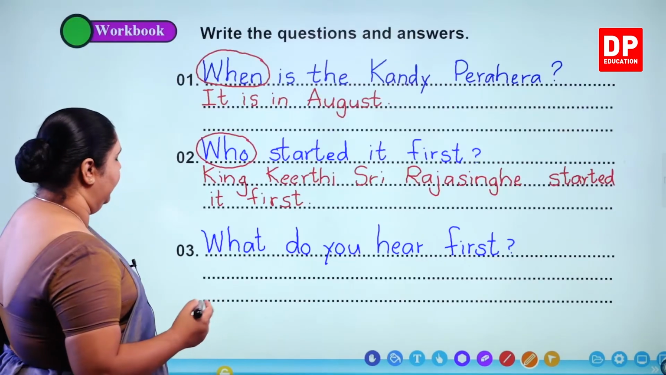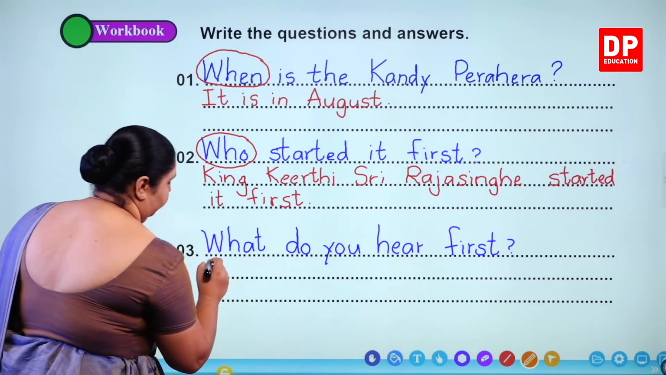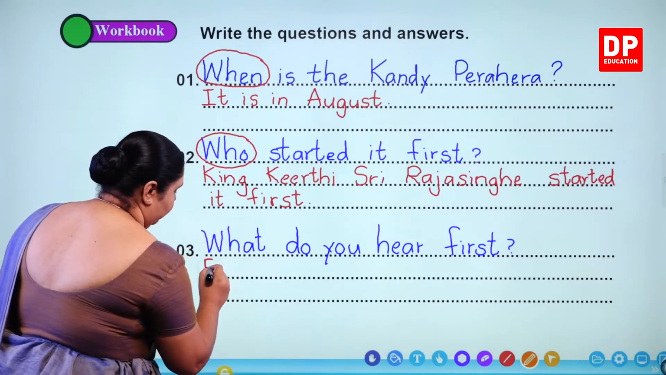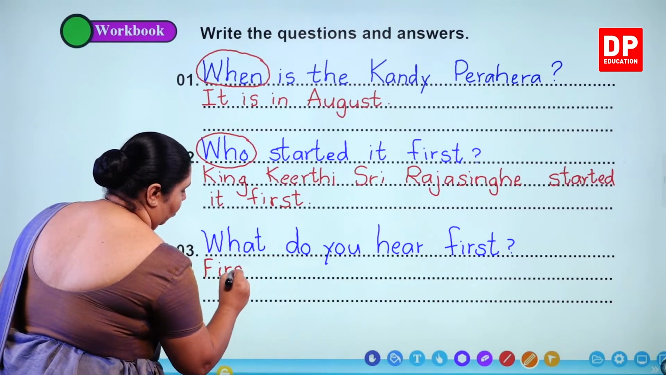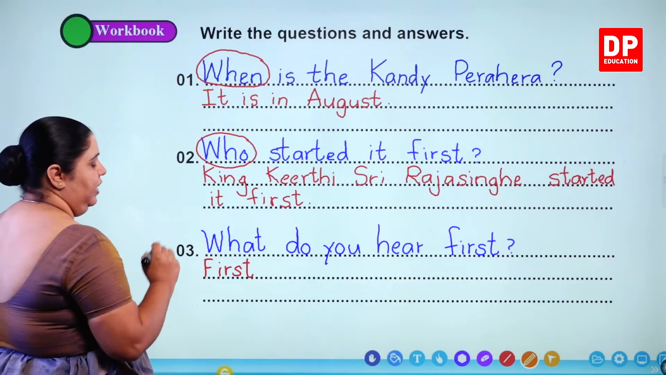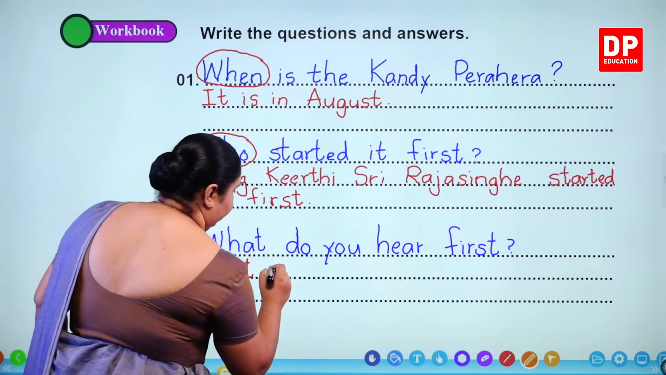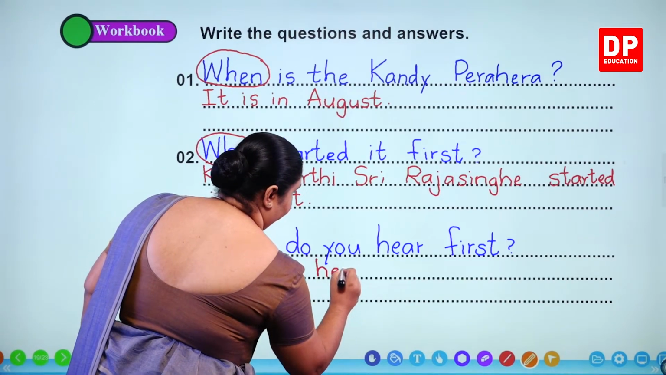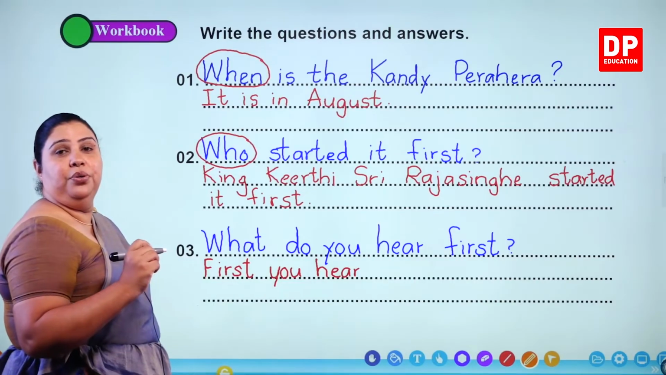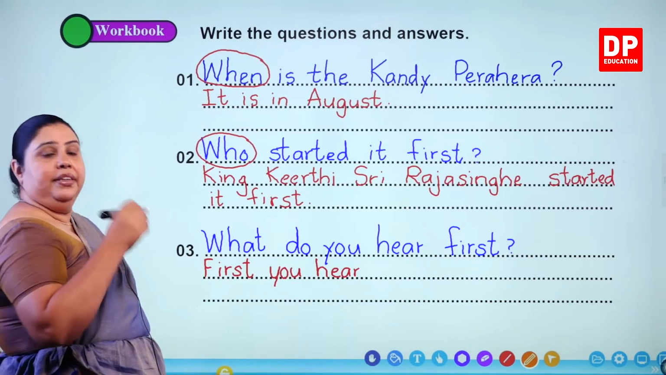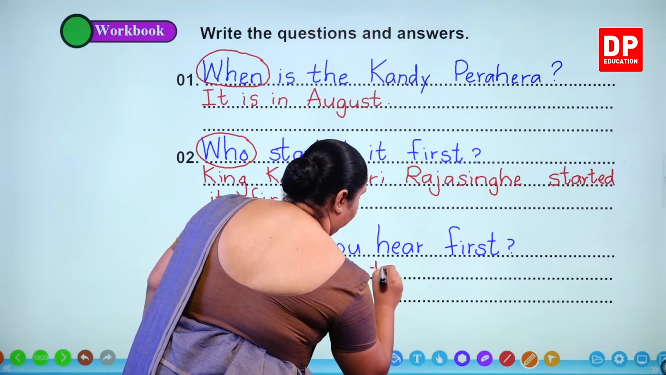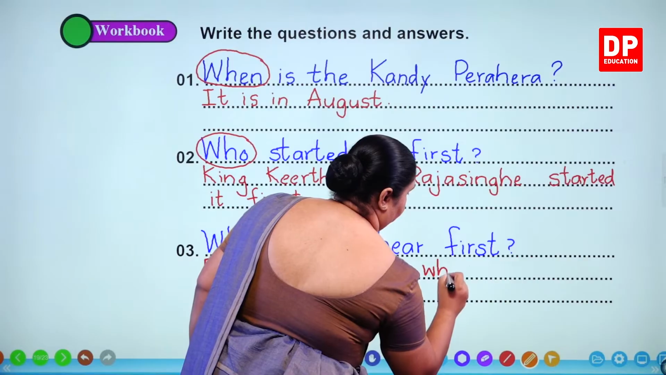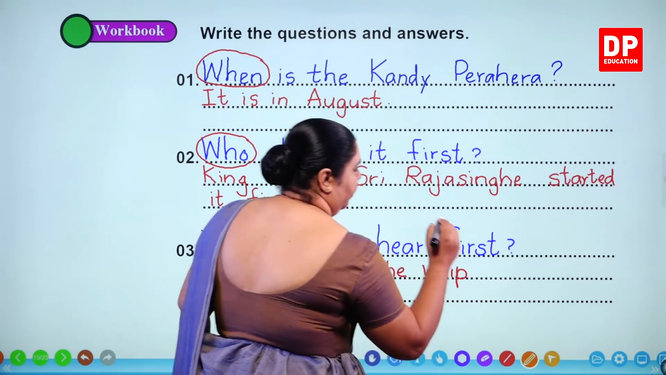Now we are going to write the answer in red color. First. Now the question is, what do you hear first? You must write first. Always start the sentence with a capital letter. First, you hear. How do you write it? First you hear the whip crackers. The whip crackers.